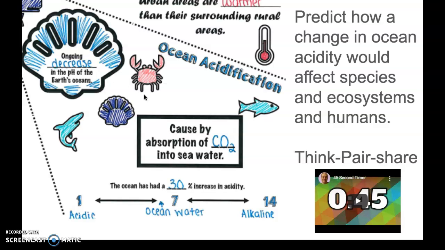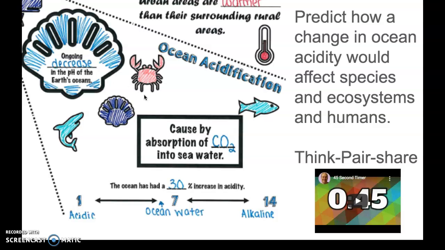So as we are changing the pH or making it more acidic, we can cause some species to die out, not be able to live there anymore. And then we know when we lose species in a food web or food chain, it unbalances that food chain or food web, creating ecosystem chaos, which is never good.